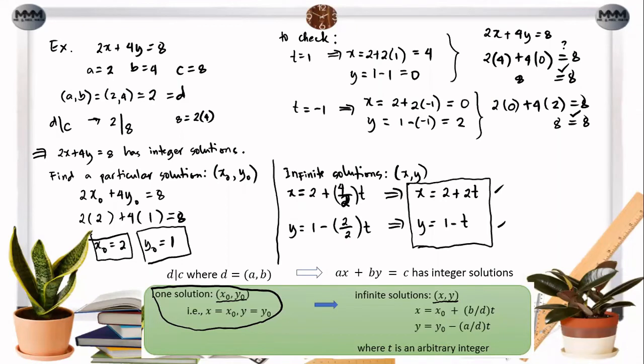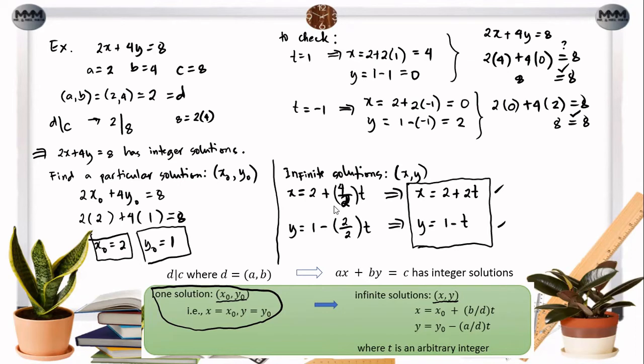Note here that our infinite solutions will be based on the particular solution that we choose. Now let's choose another particular solution. Here we have chosen for our particular solution x sub 0 equals 2 and y sub 0 equals 1. Notice that in these linear Diophantine equations, there are infinitely many integer solutions. Hence, we can have different values for x sub 0 and y sub 0 for our particular solution.